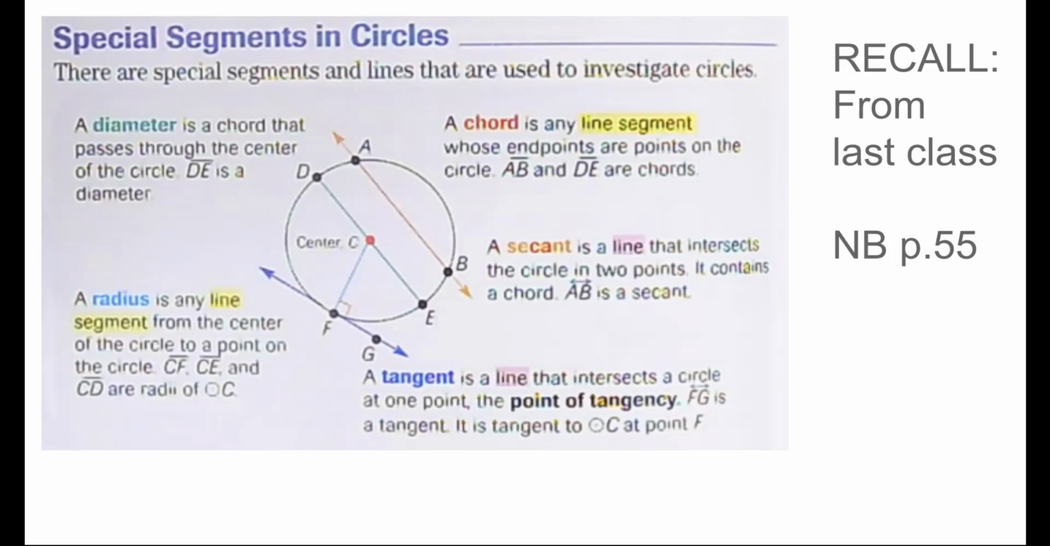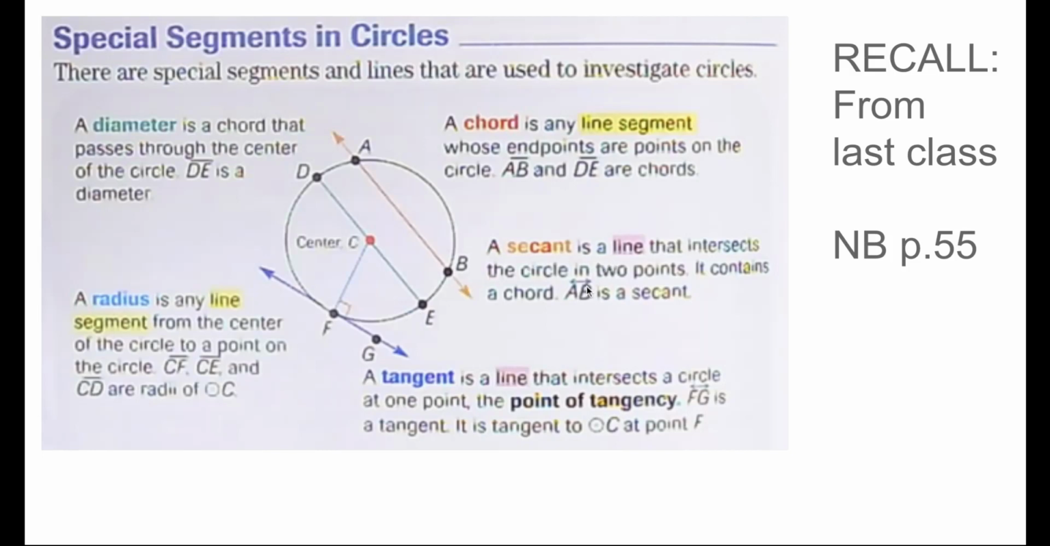One thing I did not cover with you last time is the formal way we use notation to indicate something like a chord. Since a chord is a line segment, we put a straight line segment above the letters that are the endpoints of the chord. And the endpoints are points on the circle. Remember, a diameter is a chord. It's the longest chord in a circle.